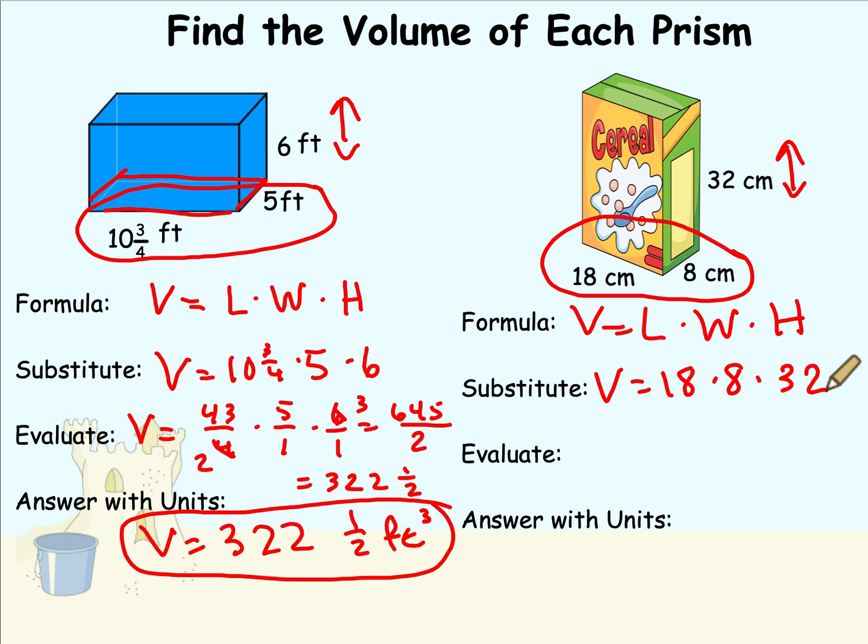So now we're going to evaluate. So we're going to do 18 times 8 times 32, and that gives us 4,608. And now we write our answer with our units. So that's 4,608 cubic centimeters.